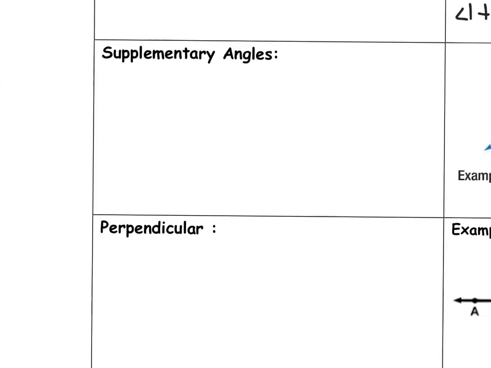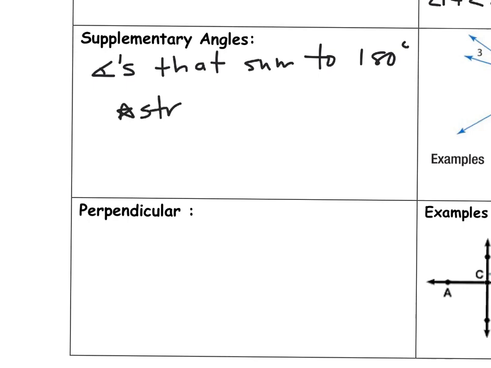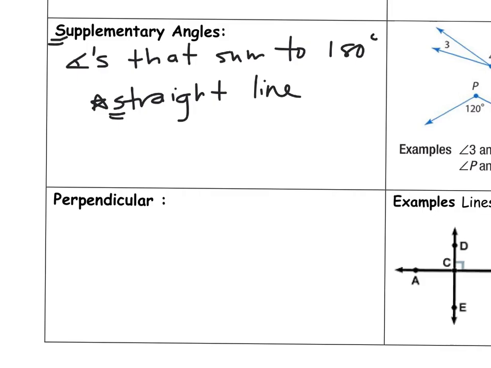Next we have supplementary. So really similar definition to complementary. Supplementary are angles that sum to 180 degrees. And I'm going to write here that make a straight line. And the only way I can remember this versus complementary is straight starts with an S. Supplementary starts with an S. So supplementary, straight line, 180 degrees.